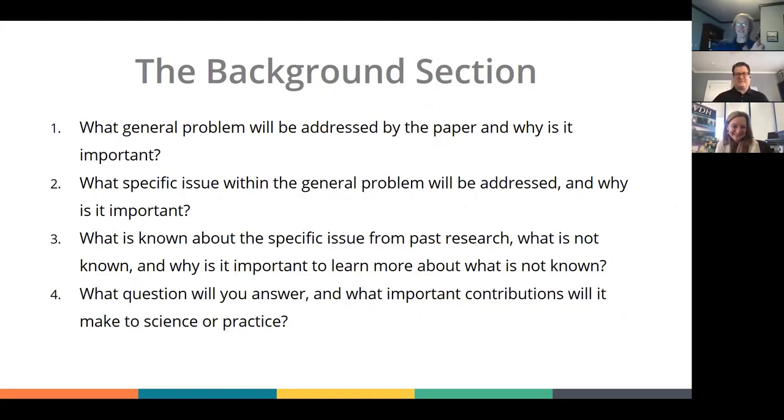But I was thinking about this, and it's a little bit like a funnel. So there's a funnel, and the top of the funnel is the general health problem that you're trying to address. So you're kind of thinking big. As you go down the funnel, you're getting a little bit more to the specific issue that you might want to address.